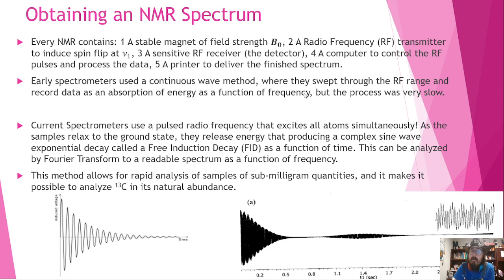Now, the early spectrometers used a continuous wave method, which is just like the simple monochromator in the IR, where it simply swept through the RF range, exciting one atom at a time, and recording the data based on the absorption of energy as a function of the frequency. But this process, as you can imagine, is very slow, because you're shooting through all the radio waves one by one. You have to let them decay, and they don't decay instantly, so you have to take a lot of time. Now, our current spectrometers use a pulsed radio frequency that excites all the atoms simultaneously.